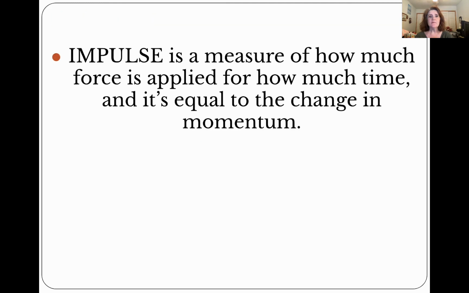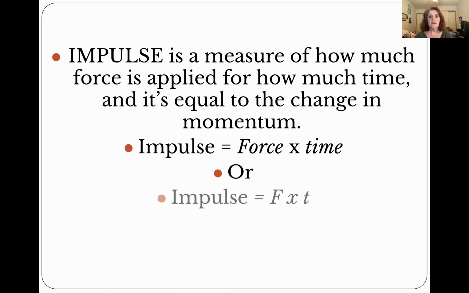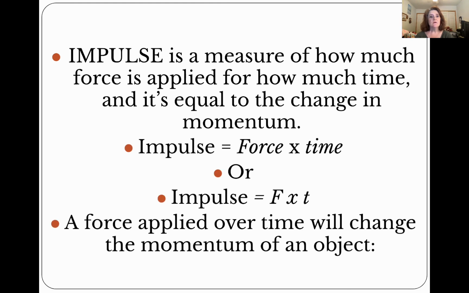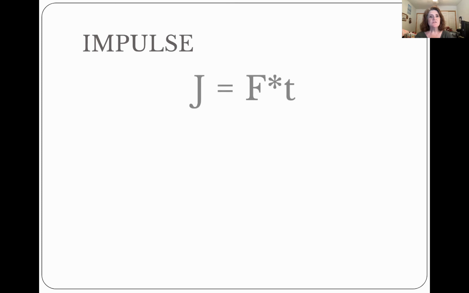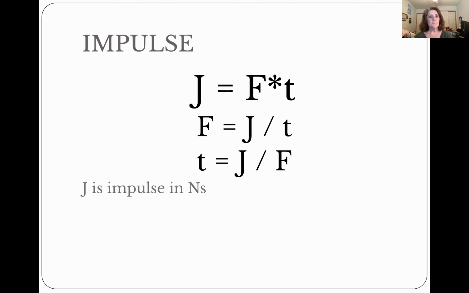Impulse is a measure of how much force is applied for how much time, and it's equal to the change in the momentum. Impulse is force times time, or the force applied over time, it will change the momentum of an object. So impulse is represented by the letter J. J is equal to F times T. Therefore, F is J divided by T, and T is J divided by F.